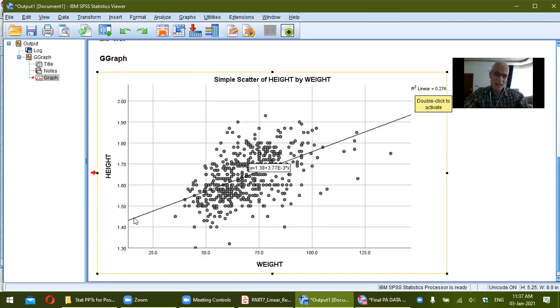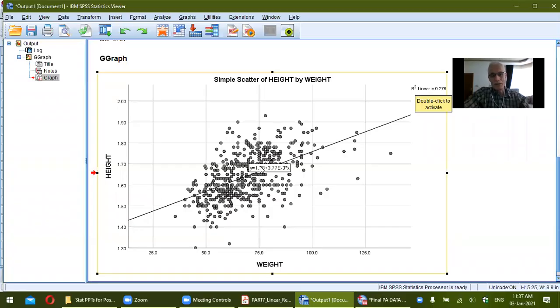Okay, see, this is the proportional line, and this is the constant. When x is 0, this is the constant, so this is 1.38. This is the constant, or beta 0, sometimes called beta 0. So when the weight is 0, the height is 1.38. Okay.